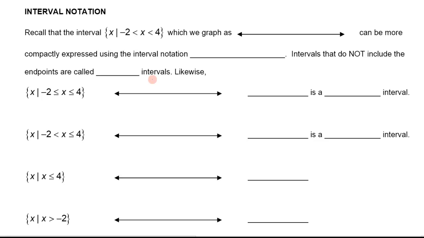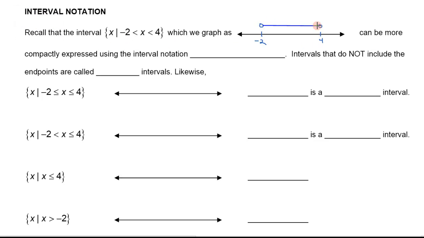Hi everyone. In this video I'd like to talk about interval notation. Now you recall that the interval of the set of x values that are between -2 and 4, we can graph that this way. I'd have a -2 over here on the left, 4 on the right, and you may have seen in the past that we would use a little open circle to represent that we are not including those endpoints.